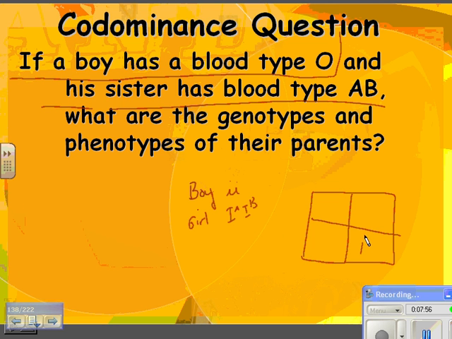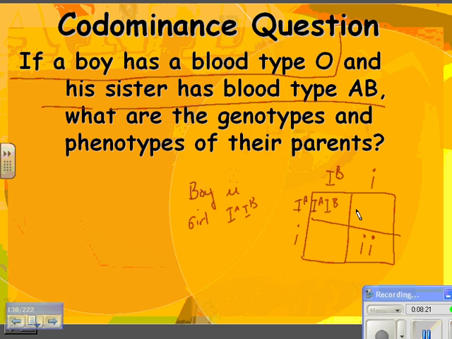So let's put the boy's genotype right here. That would mean that one parent would have to have a little I, and the other parent would certainly have to have a little I too. And the girl is A, B, so that means one of the parents would have to be type B, and the other parent would have to be type A, so that this could fertilize that, or vice versa, and you get AB.